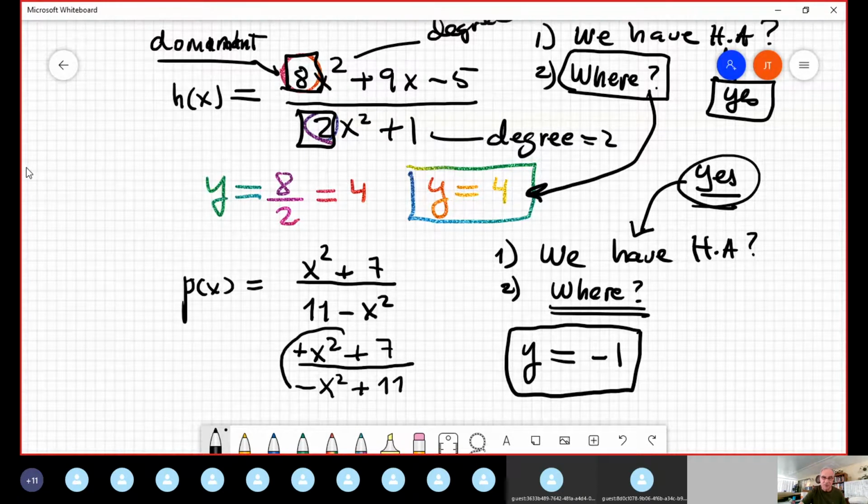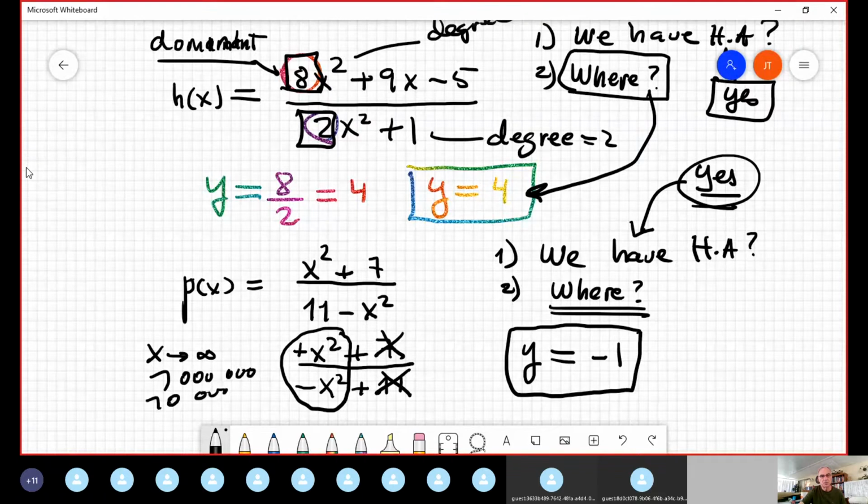The dominant is obviously the term that contains the higher degree. This is negligible. This is nothing. When x approaches infinity, infinity means 1 million, 10 million, a huge number. When you plug it in here, this is the dominant. 7 is nothing. It's negligible.